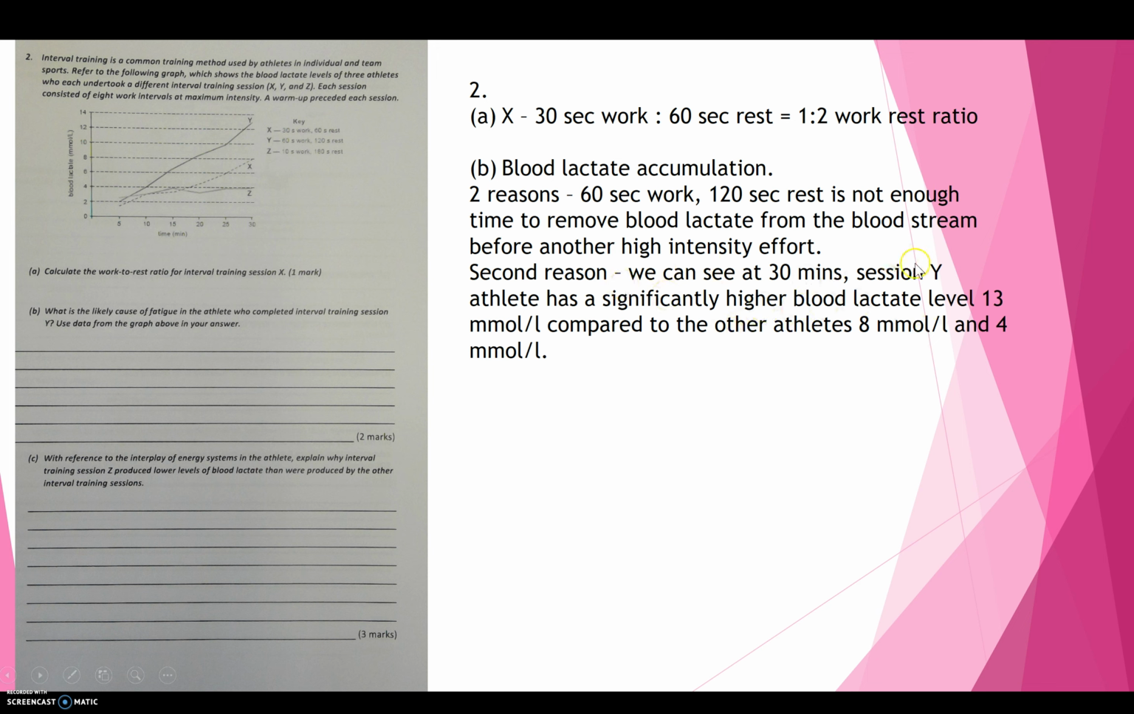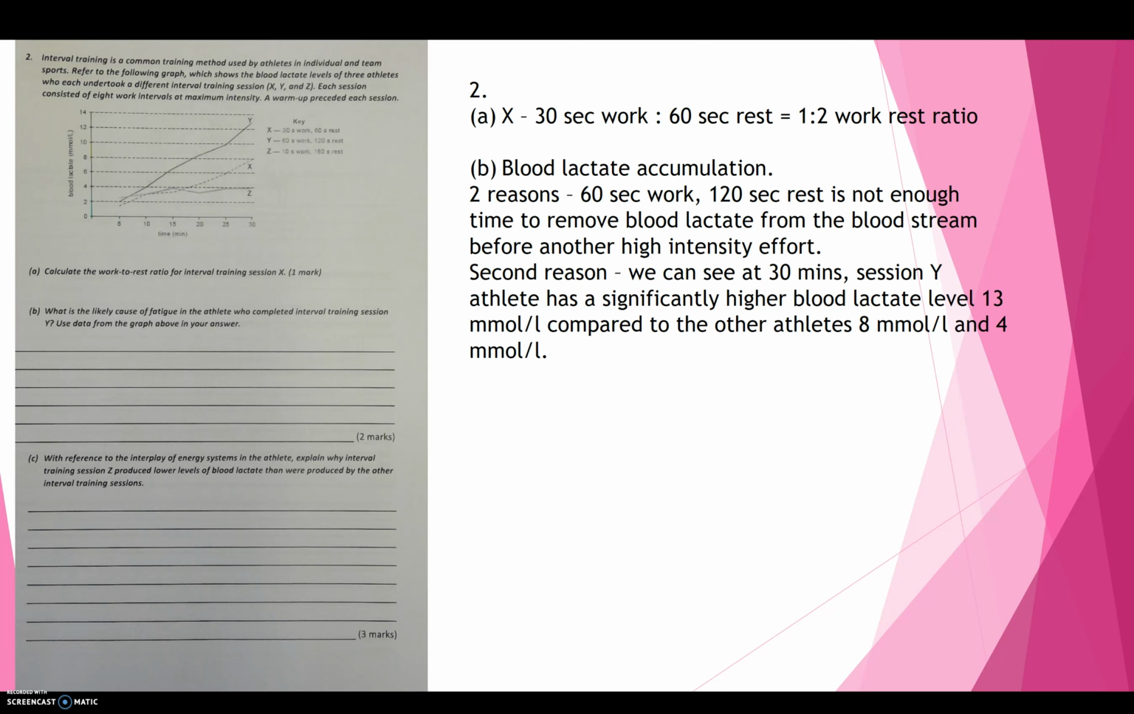Second reason, we can see at 30 minutes here that session Y has a significantly higher blood lactate level of 13 compared to the other athletes, 8 and 4. So in a lot of answers I wrote, refer to the graph, make sure you pull that data off because it asks for it. And that would have got you the 2 marks there.